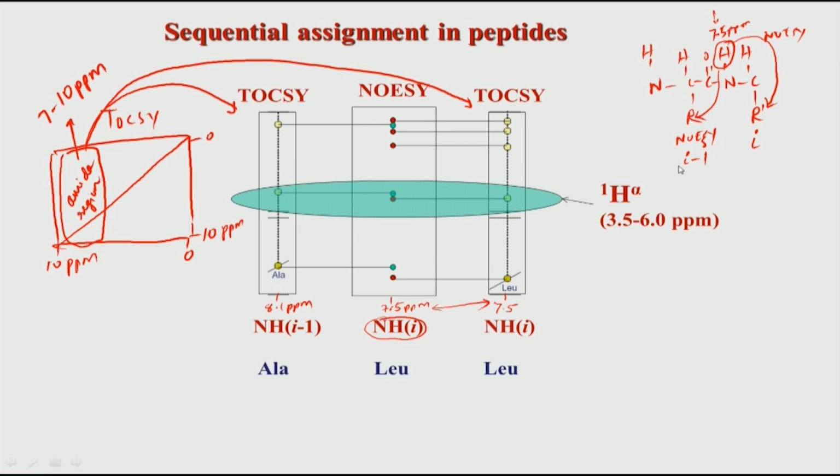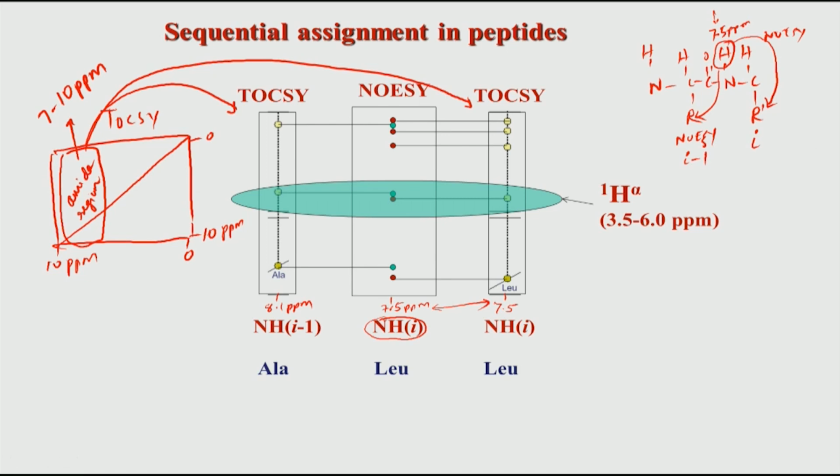Now, if I go to I minus 1, that is this NH here at 8.1 ppm, and if I go to the NOESY of that, so that is not shown here, but if I go to the NOESY of that residue, then I will get a correlation to I minus 2. Similarly, if I go to I minus 2, I will get a correlation to I minus 3, and so on. Similarly, if I go to I plus 1, which I do not know which is, any residue, suppose there is a residue I plus 1, that should show a correlation to the residues of the spin system I, in the NOESY. Okay. So, this is how we form what is called a sequential link.